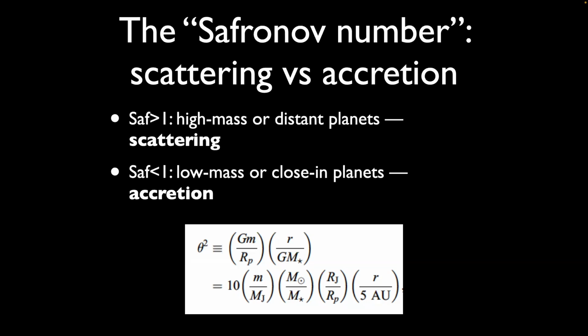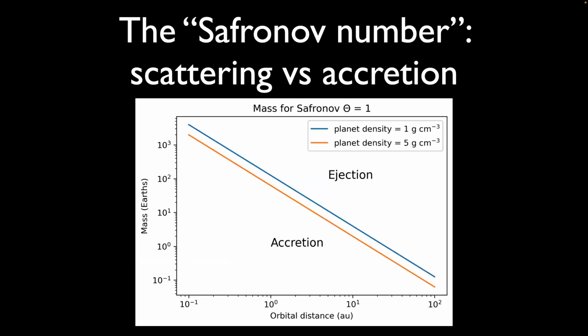In very simple terms, a high Safronov number means the escape speed from the planet's surface is really big compared to the escape speed from the star. So scattering is favored, and it's easy to eject things. If the Safronov number is low, that means the escape speed is low, and things tend to wind up colliding rather than scattering and ejecting. And you can draw this out.